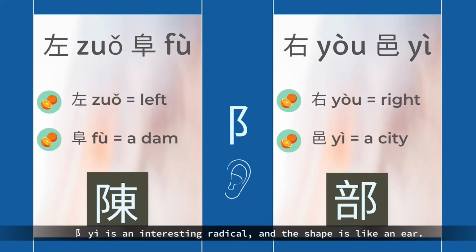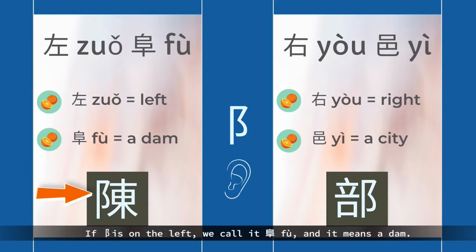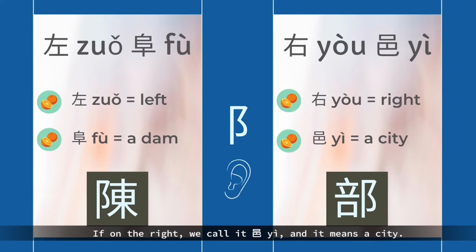阝 is an interesting radical, and the shape is like an ear. It may appear on the left or right part of characters. If it's on the left, we call it fu, and it means a dam. If on the right, we call it yi, and it means a city.